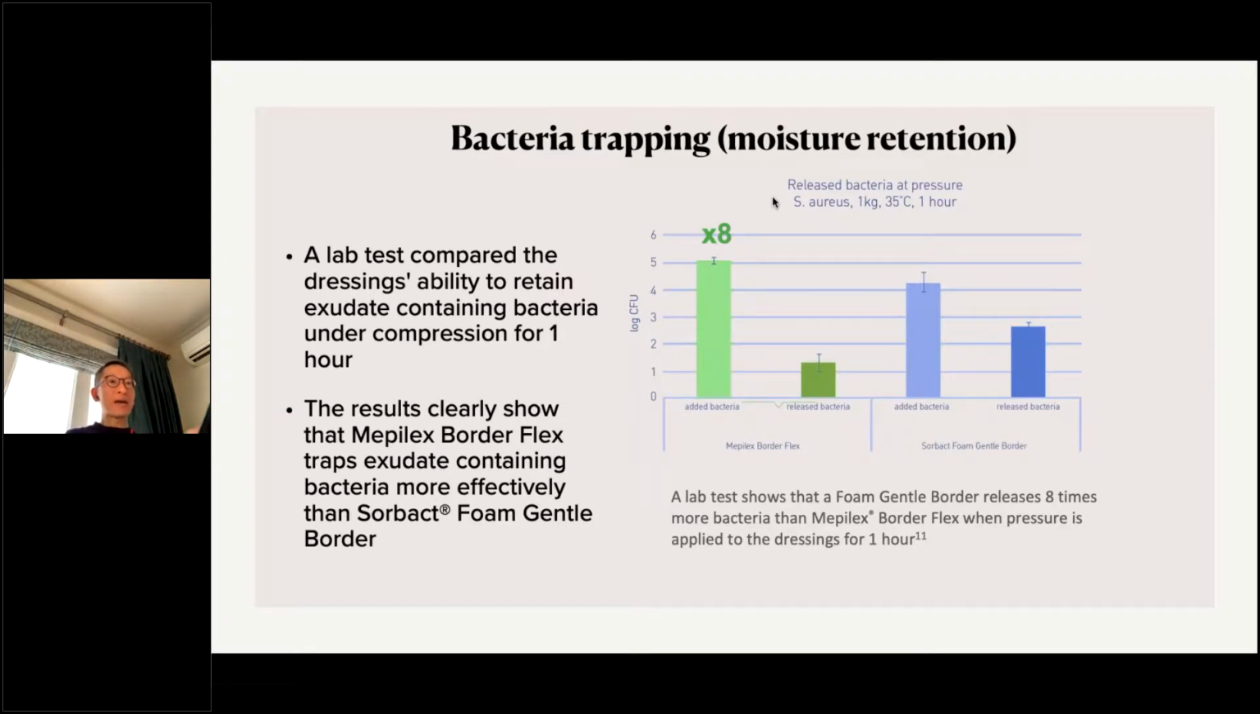So again, this is another lab study indicating, in the lab, the ability of the Macroscopic foam dressing, the Macroscopic border flax, to retain the bacteria even with compression 8 times higher than some of the other dressings that you can see on the slide.